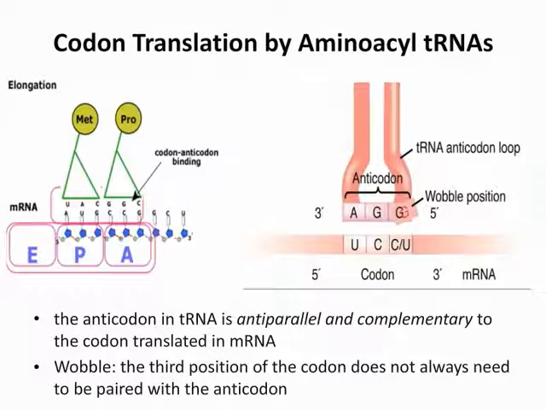So here again, it's just the same concepts. Anticodons on tRNA, and it's anti-parallel and complementary to the codon, which is translated on mRNA. Wobble, we've talked about that earlier. That takes place on the 3rd position of the codon. And here it's saying that the 3rd position of the codon does not always need to be paired with the anticodon.